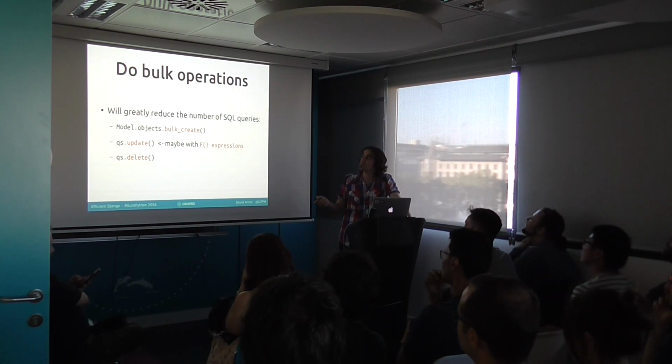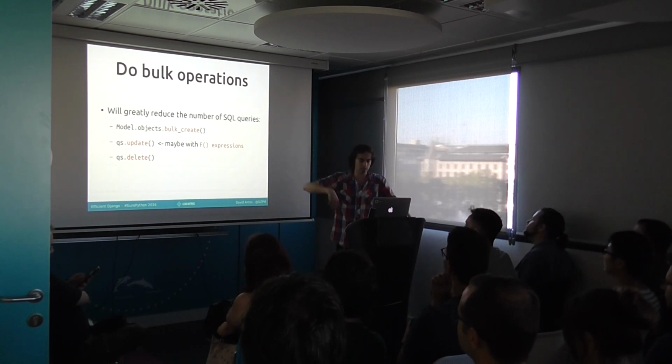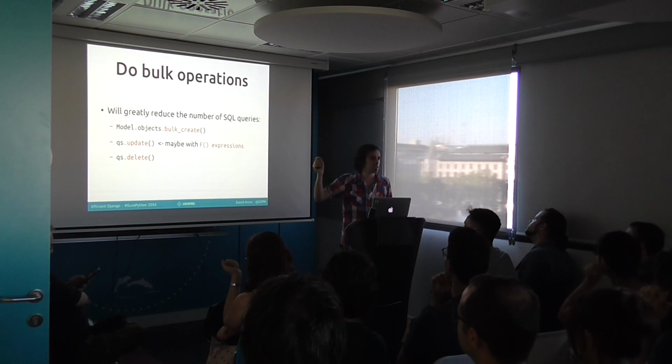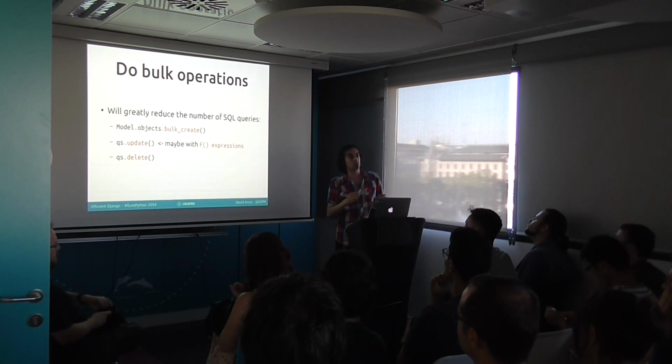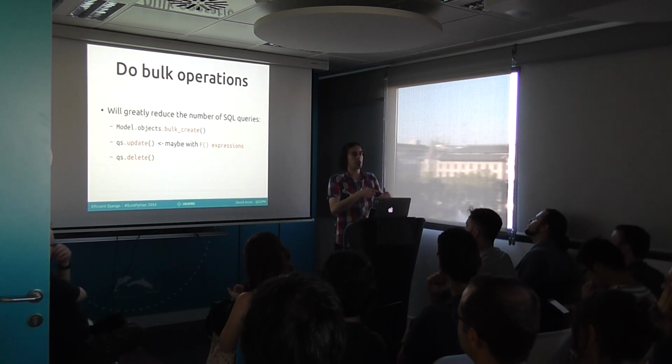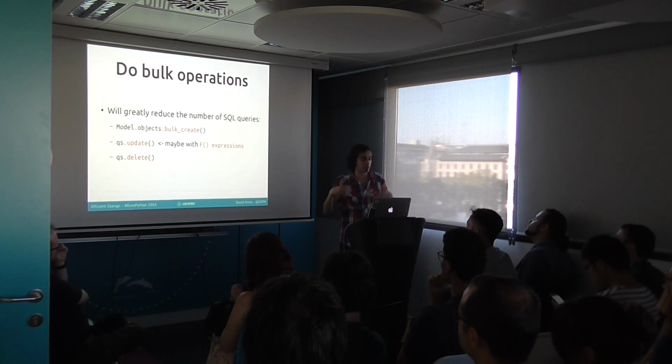Updates: if you have a query set, you can update and say, okay, for all of these objects, set this field as this value. But if you want to do dynamic updates, so if you want to update a field based on another field on the database, until recently with F expressions it wasn't possible. Now it's possible. The F expressions are functions for updating.